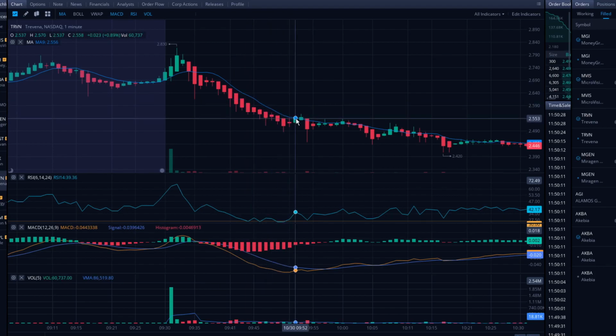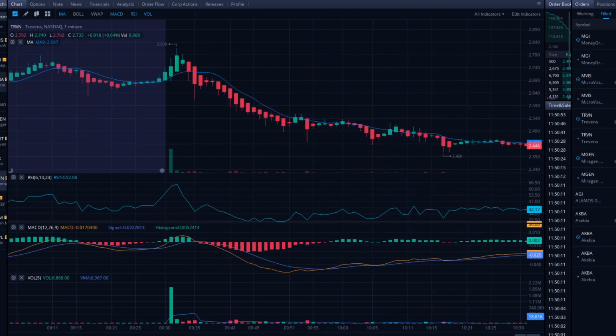And so TRVN is now getting to the point where it's crossing the moving average line. And so I decided that I am going to buy at $2.56, which was right over the 9-minute moving average line. And as soon as I buy it, I got stopped out. But because I had the stop loss, I didn't lose the maximum here, which is okay.